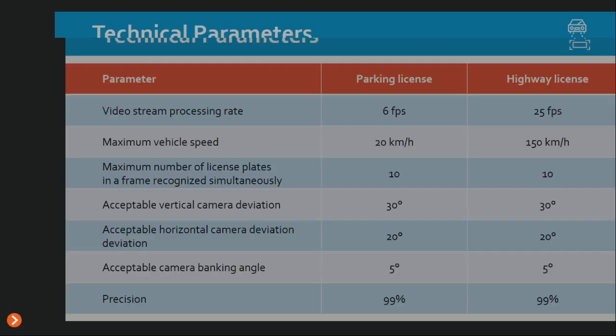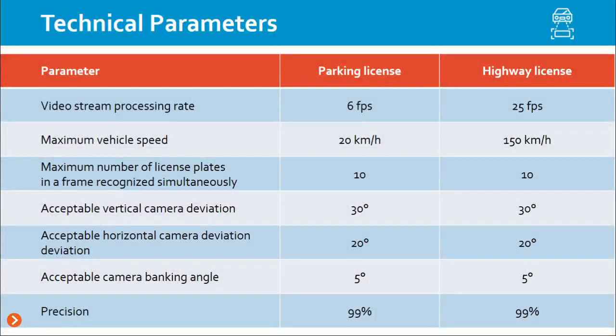Let us go to the parameters of the module. There are two modes of its operation. They differ by the tasks they solve. The parking license ensures access control, and highway license helps to gather events and generate responses to them.